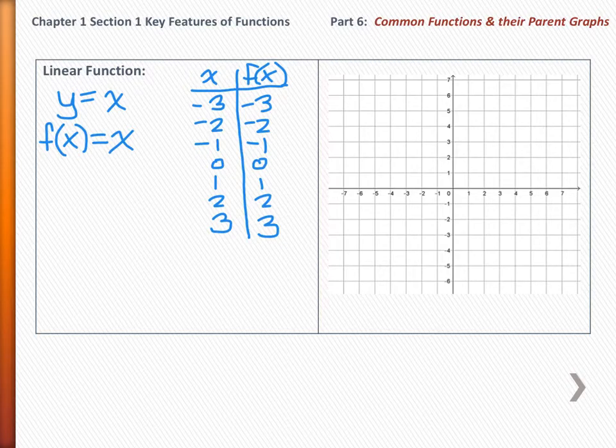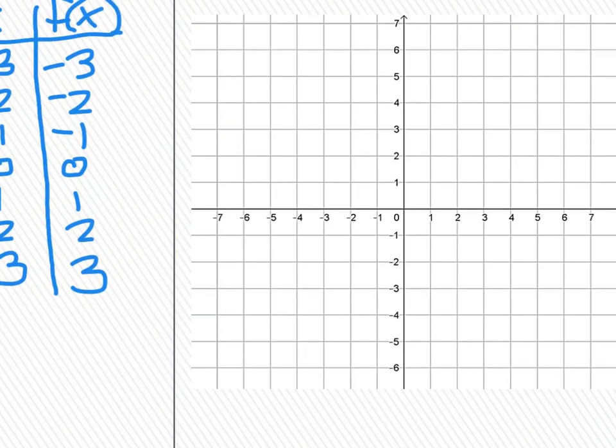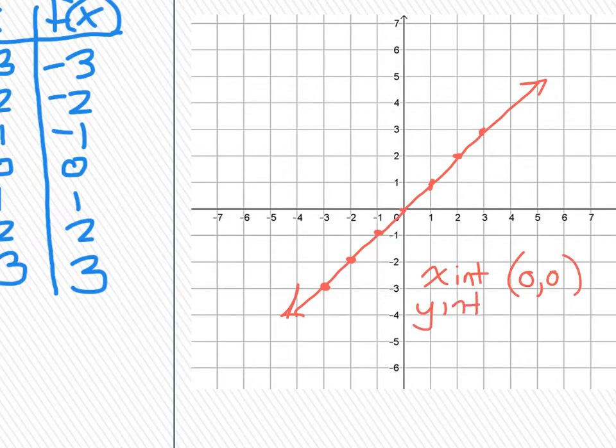So I'm going to go ahead and zoom in here. And I can graph negative 3, negative 3, negative 2, negative 2, negative 1, negative 1. And you can see, oh, I missed my origin. Okay. And as you know, a line or linear function goes on infinitely in both directions, and we indicate that by the arrows. So in this parent function, our x-intercept, there is 1, and it is the origin, and our y-intercept is also the origin.